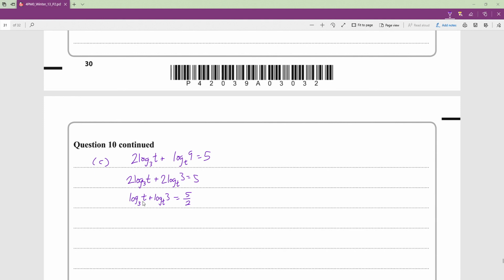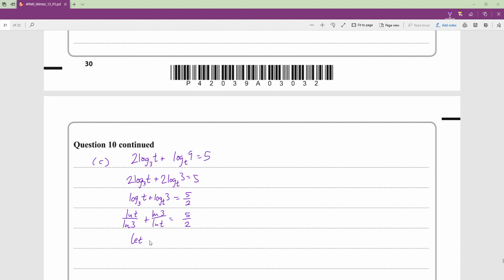We can express these in terms of ln. So ln t over ln 3 plus ln 3 over ln t is 5 over 2. So what do we do here? This, although it may not look like it, is actually a quadratic in disguise. I'm going to explain how. If you ever get an equation where the base and the number inside the input of the log function are swapped around in different terms, it is secretly a quadratic.